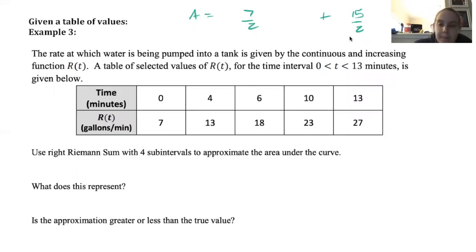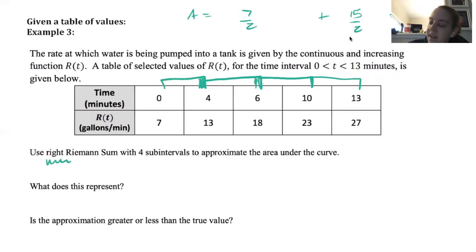So this is the width. So here's 1 rectangle, here's 2 rectangles, here's 3 rectangles, here's 4 rectangles. So they have to give you 5 values in the table in order to have 4 rectangles. If we're using a right Riemann sum, we're using the right-hand values of each rectangle. I'm a visual learner, so I need to draw those in there. So we're going to have 4. So the area of a rectangle is width times height, base times height.